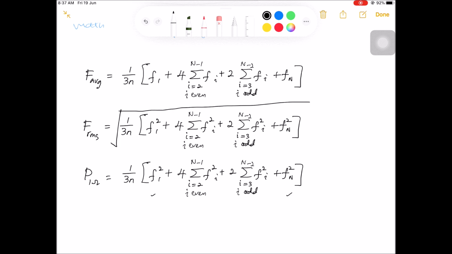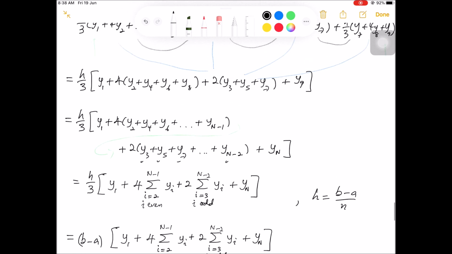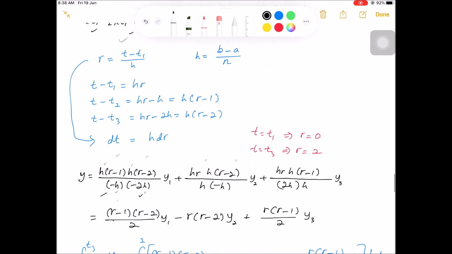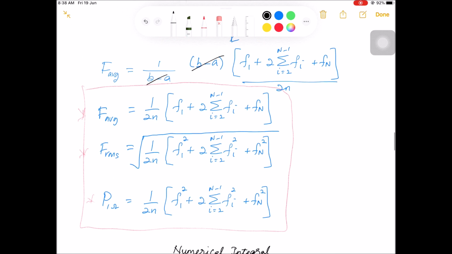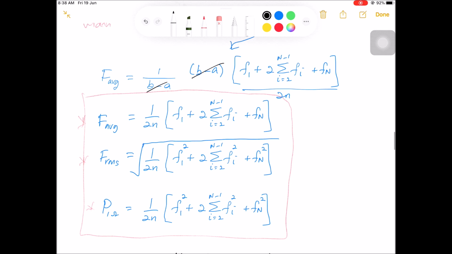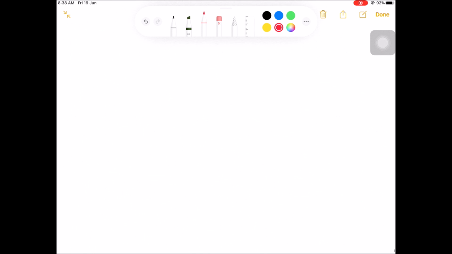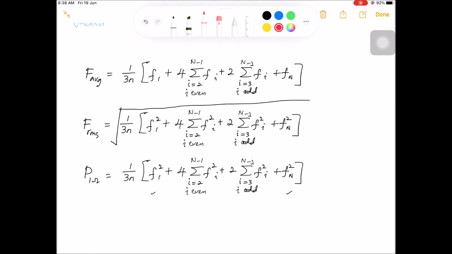Alright, so to summarize this video lesson, we have derived 2 sets of formulas for computing the average value, RMS value, and the power, in which the first formula was using the trapezoidal rule that I put inside this box. And here the second formula obtained using the Simpson's rule that in general is supposed to be more accurate than the other one. So that's all for now. Thanks for watching.